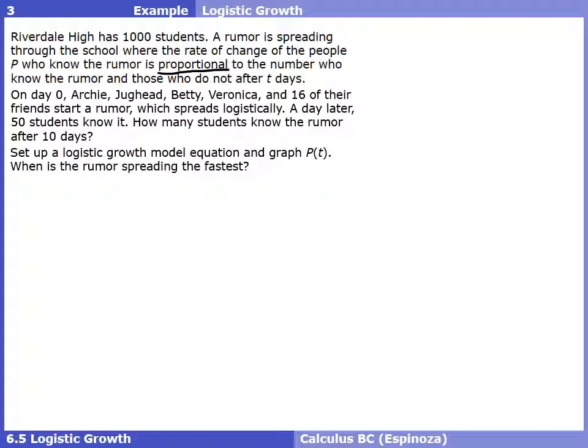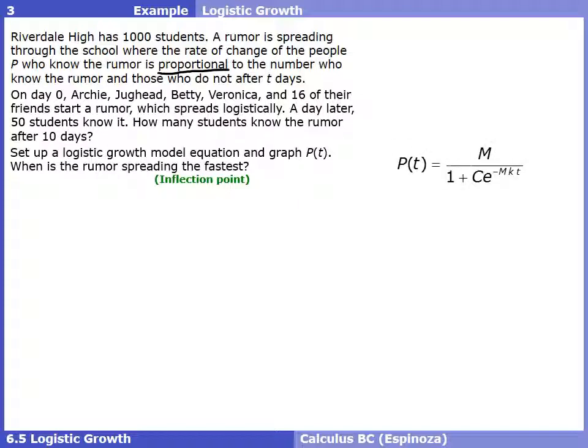And just keep in mind from that last slide, the rate of quickest growth concerning these logistic growth model equations is at that point of inflection, which is half of the carrying capacity. But they're not asking us for the population when the rumor is spreading the fastest. That would be easy, that would be 500. They're asking us to find when the rumor is spreading the fastest. So we need to find the time when the population is 500. And again, the only way to do that is to get our logistic growth model equation.